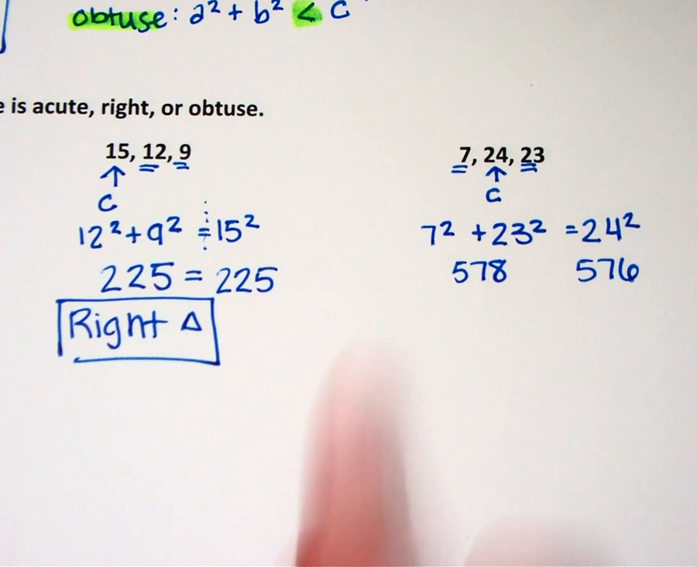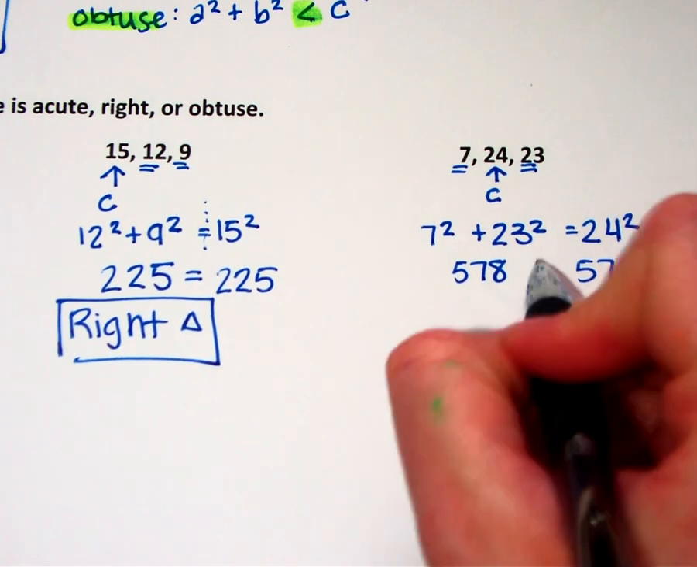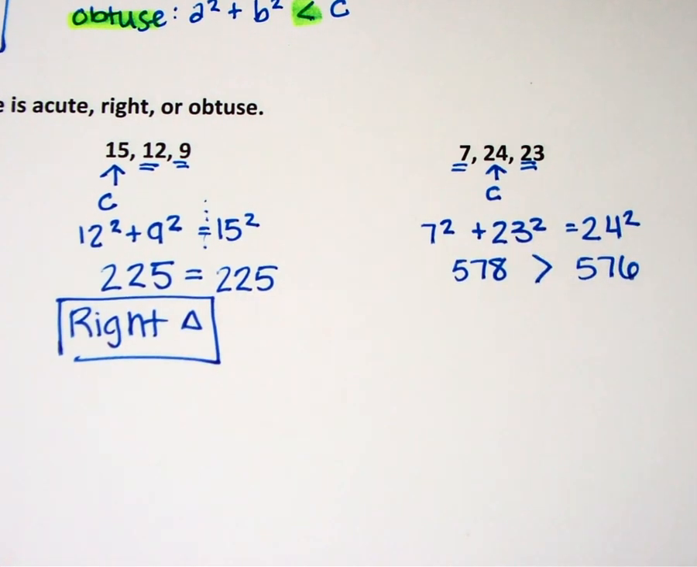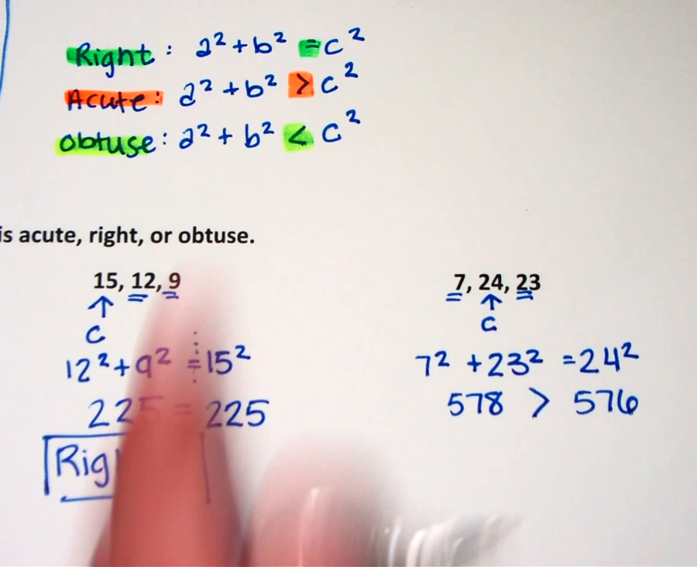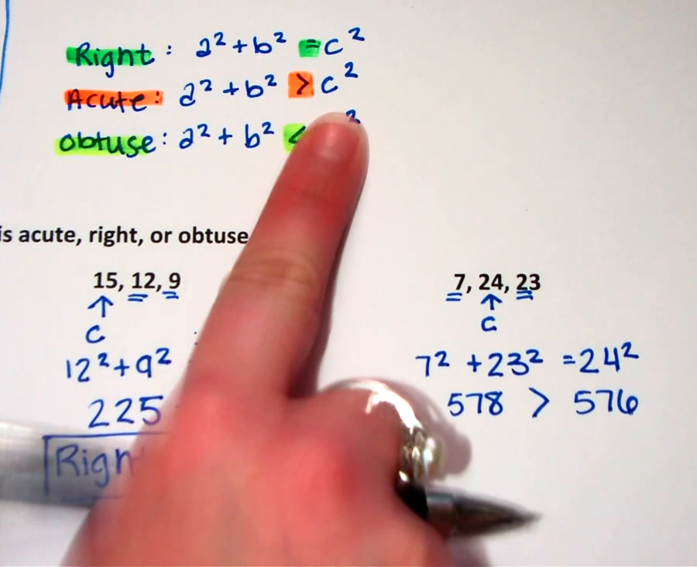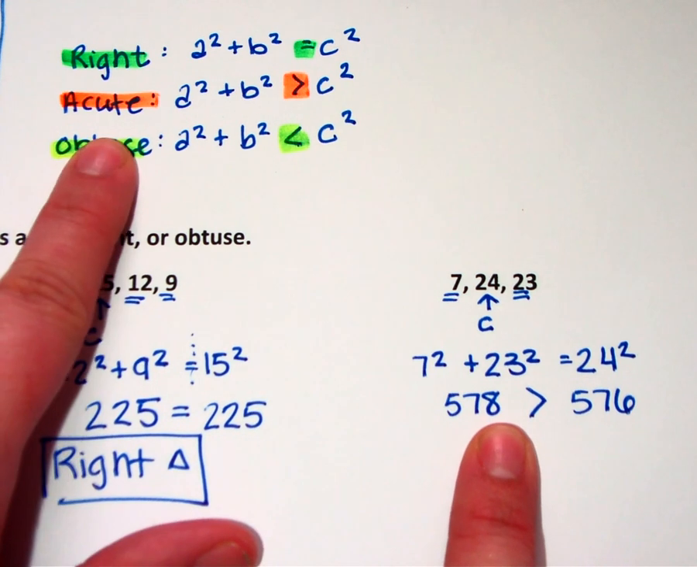When comparing the two, A squared plus B squared is a little bit larger than our C squared value. So what that means is, when A squared plus B squared is greater than C squared, which it is, the triangle would be classified as acute.